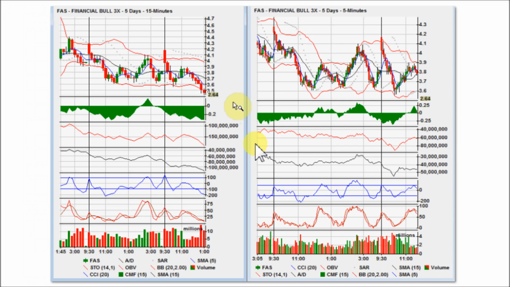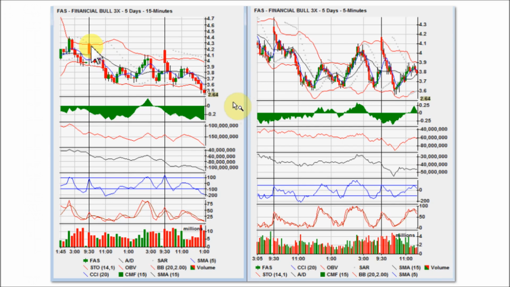And here is a prime example of a gap and trap for FAS, the 3 times bull ETF for the financial sector. Now, you can't short this stock because it's not above $5, or it wasn't way back when. But you can short any stock that is above $5 on a gap and trap. But this is a perfect example. Okay, FAS closed right here. It opened the next day at the top of this big red candle, and immediately, within the first 45 minutes, filled the gap. So it trapped.